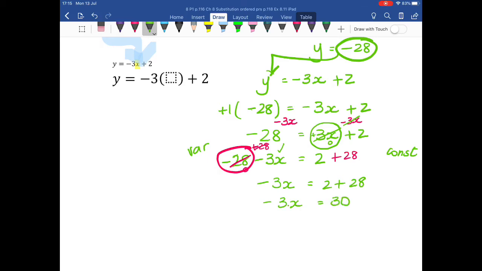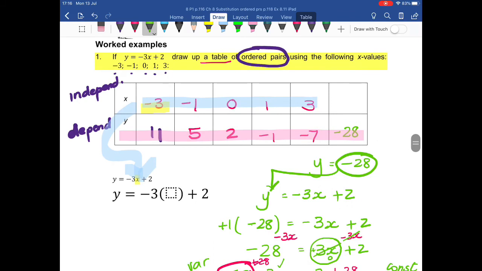X is connected by the multiply operation. So I divide by -3. Those cancel. But what I do to the one side, I have to do to the other. So I divide that side by -3. So x equals a positive divided by a negative is negative. 3 goes into 3 once. 3 into 30 goes 10. So x is -10, which I can then fill in over here. So when x is negative 10, y will be negative 28.